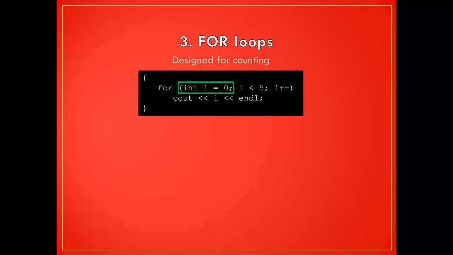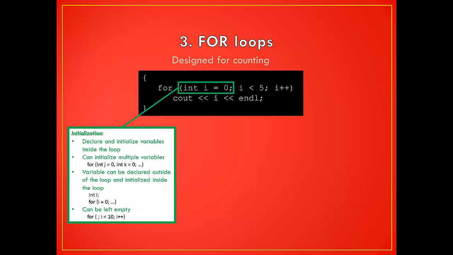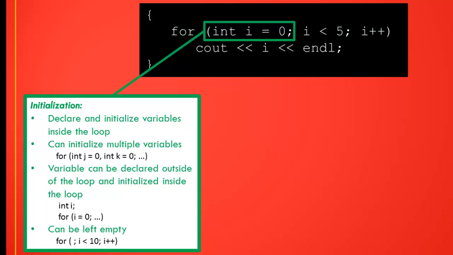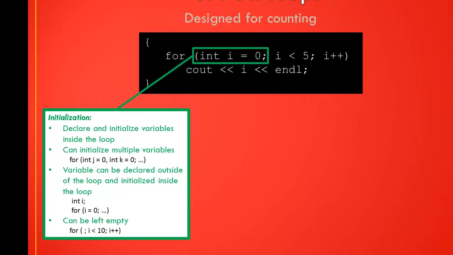Inside the parentheses, we first have the initialization statement. This declares and initializes variables inside the loop. Typically, the letters I or J are used. You can declare more than one variable, but two variables should be separated by a comma. In addition, a variable that has been declared outside of the for loop can be reinitialized inside the for statement. This section can also be left blank if you already have variables declared to use for incrementing and comparing.